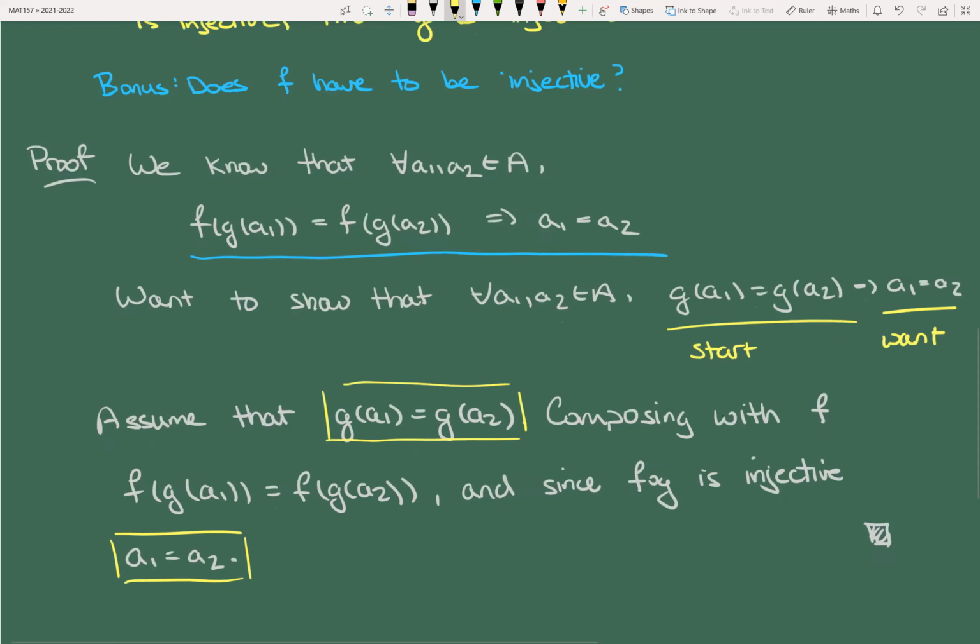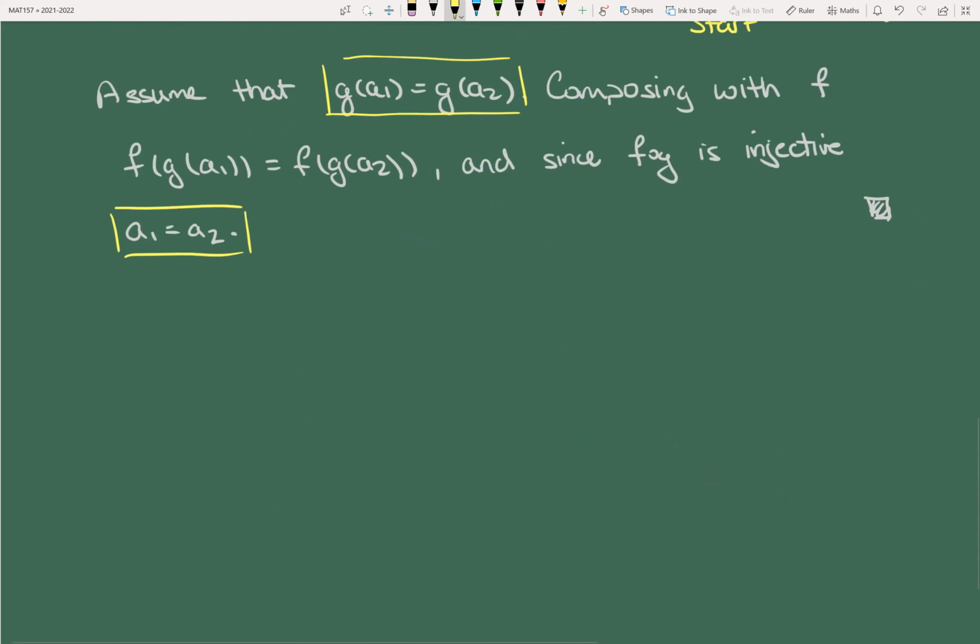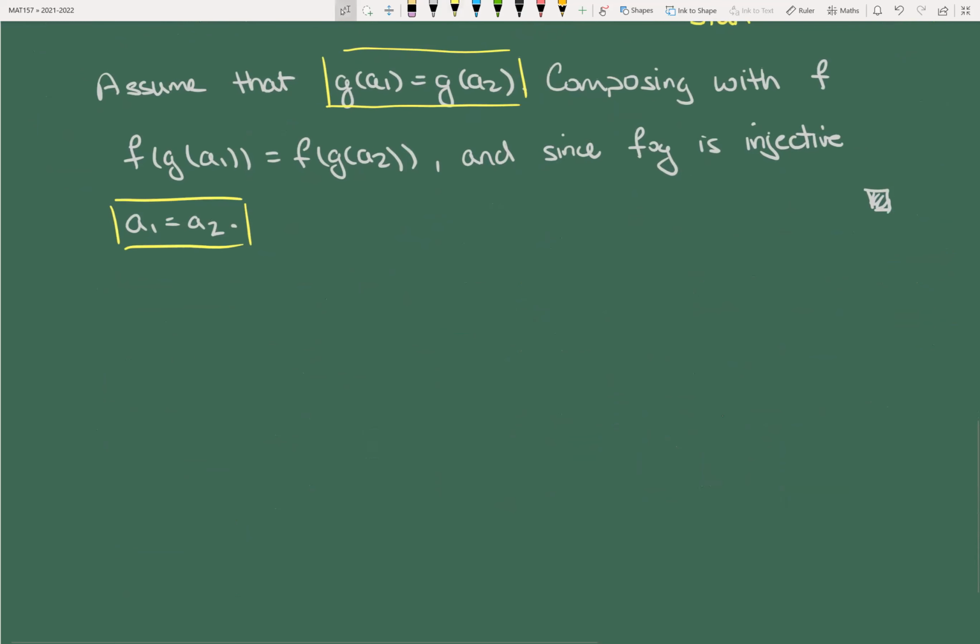Okay, here, let me give you an example. As a general rule, when you're trying to construct examples and counterexamples, always try and do the easiest thing you can.